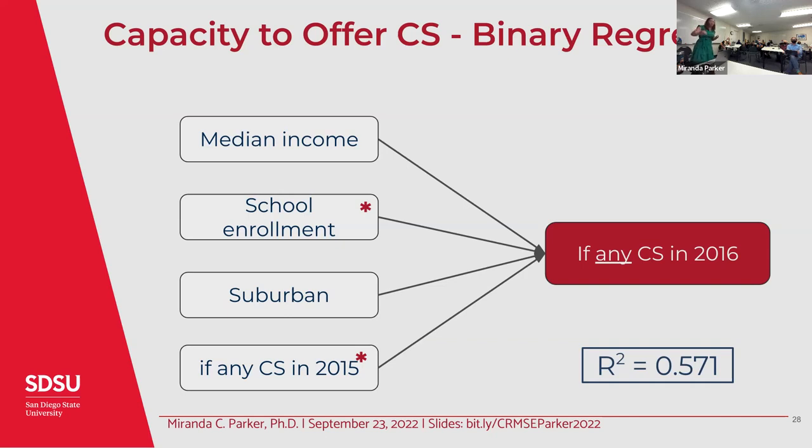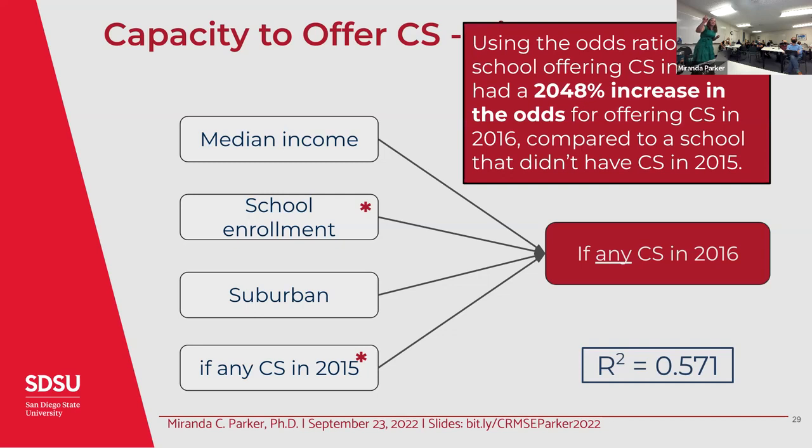And so what this is, oh, and there is another slide here. If a school had computer science in 2015, it had an over 2,000% increase in the odds of offering computer science the next year. So if you have computer science, you're likely to continue to have computer science, which makes logical sense. But as I said, CS education is a relatively new field. We didn't know it. So hey, we showed that.